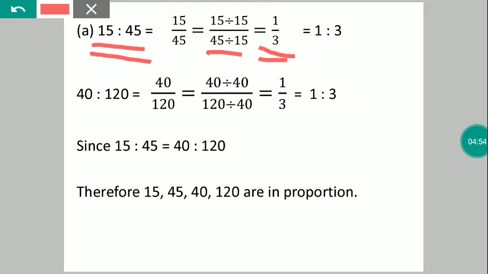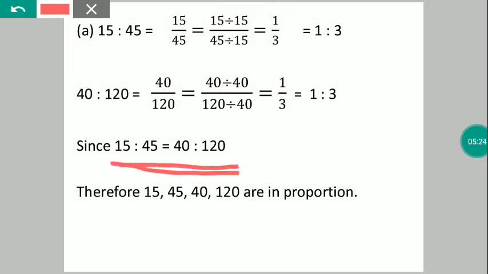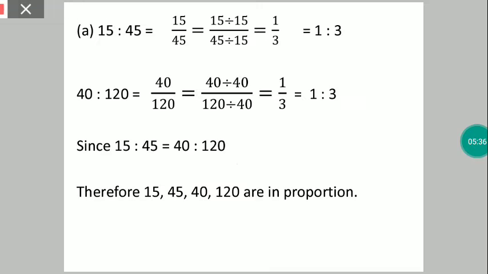In terms of ratio, it is 1 is to 3. Now the ratio of third and fourth quantity, 40 to 120, is 40 upon 120. Divide numerator and denominator by 40. The ratio is 1/3, so it is 1 is to 3. Now both the ratios are the same, 1 is to 3. Therefore, since the first ratio and second ratio are equal, the quantities 15, 45, 40, 120 are in proportion. So to show the ratios are in proportion, show that the ratios are equal.